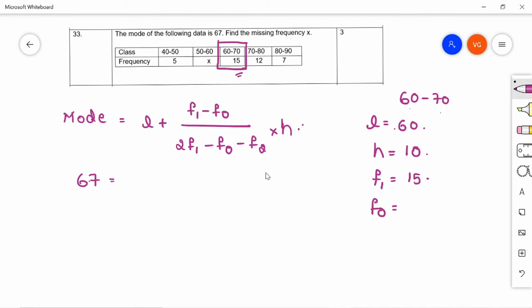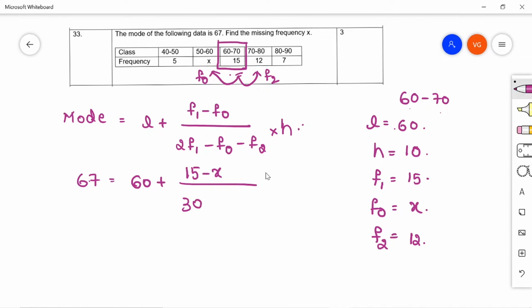F0 is the frequency of the class that is before the modal class, so X. F2 is the frequency of the class that is after the modal class, which is given by 12 here. So write down the given data. Now substitute here. L is 60 plus F1 is 15 minus X, divided by 2 into 15, 30 minus F0 is X, minus F2 is 12, into height of the class is 10.